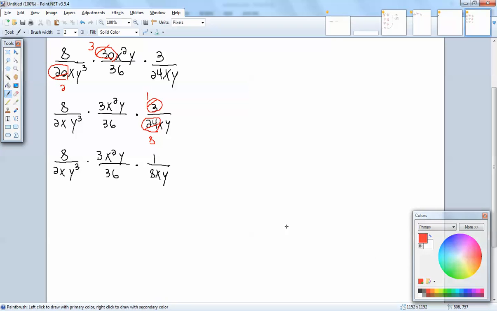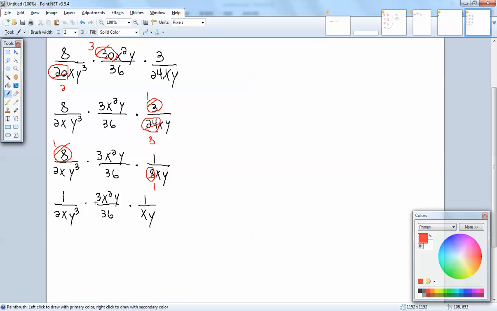Okay, again, we're looking for a number on top, a number on the bottom. Well, here's an 8 and here's an 8. Those look like they'd work pretty good. Both divisible by 8. 8 divided by 8 is 1, and 8 divided by 8 is 1. Which gives us 1 over 2xy to the third, times 3x squared y over 36, times 1 over, and I'll drop that 1 because if there's a variable there, you don't need it, xy.